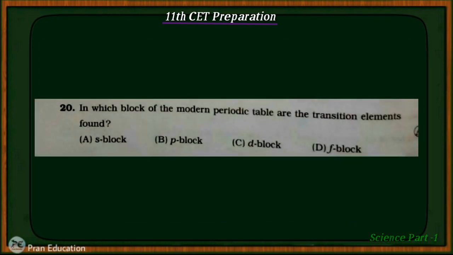20. In which block of the modern periodic table are the transition elements found? Options A, s block, B, p block, C, d block, and D, f block. The correct option is option C, d block.